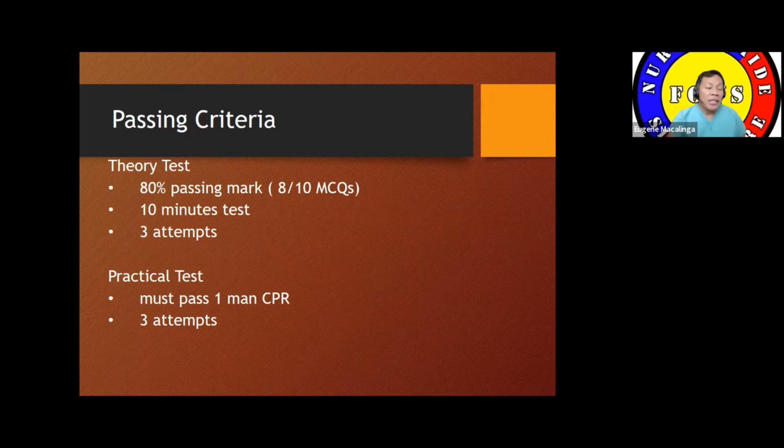Because of our current situation, we will not allow changing of schedule unless there is a valid reason. Even if you have a valid reason, your schedule will be subject to scheduling issues. So again, please attend the schedule that was given to you beforehand.